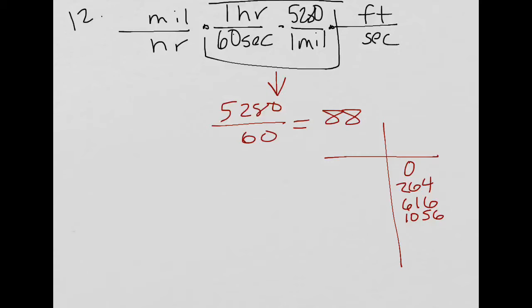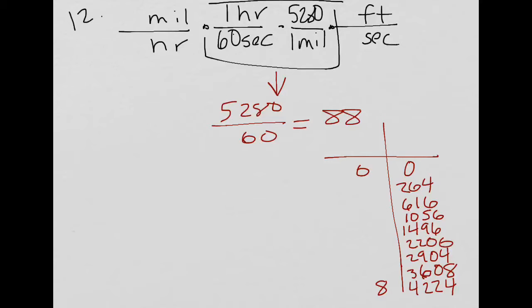17 times 88 is 1496. 25 times 88, 2200. 33 times 88, 2904. 41 times 88, 3608. And then 48 times 88 is 4,224. And my seconds didn't change, so they're still from 0 to 8.